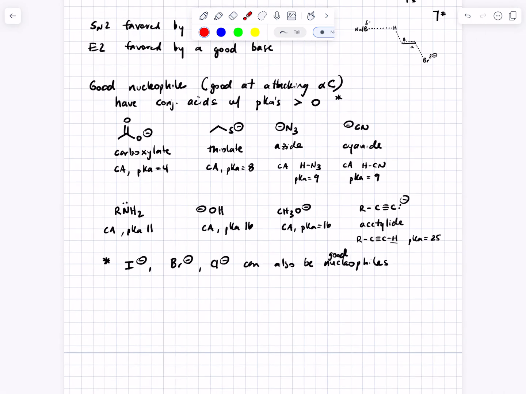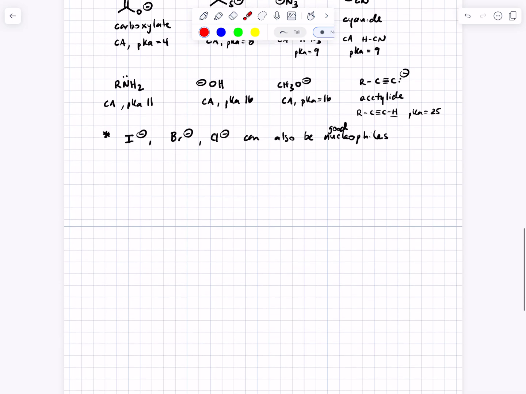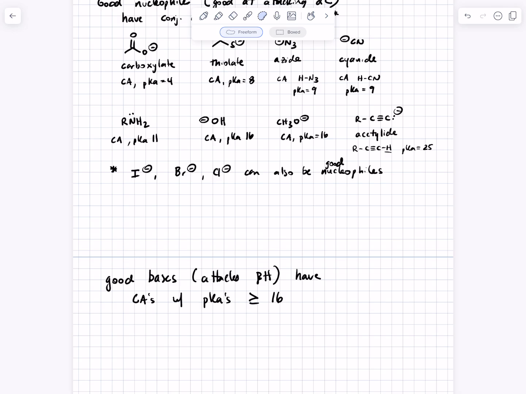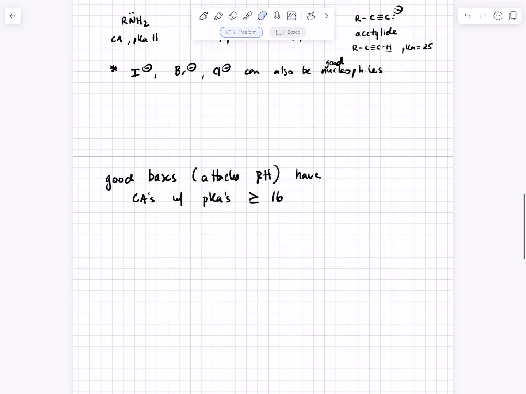Now, what makes a good base? So a good base attacks the beta proton and does elimination chemistry. Good bases generally have conjugate acids with pKa's greater than or equal to 16. Now you see the problem, because all of these things that have pKa's greater than 16 are going to be good bases.